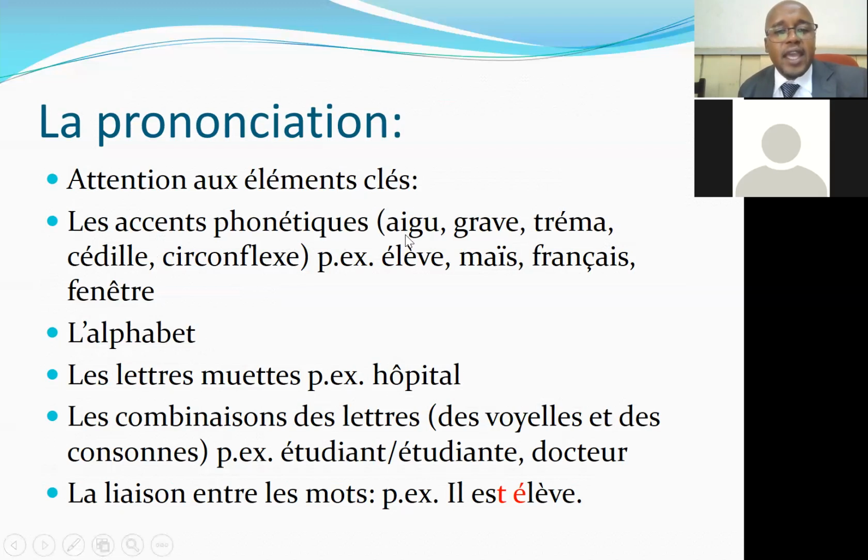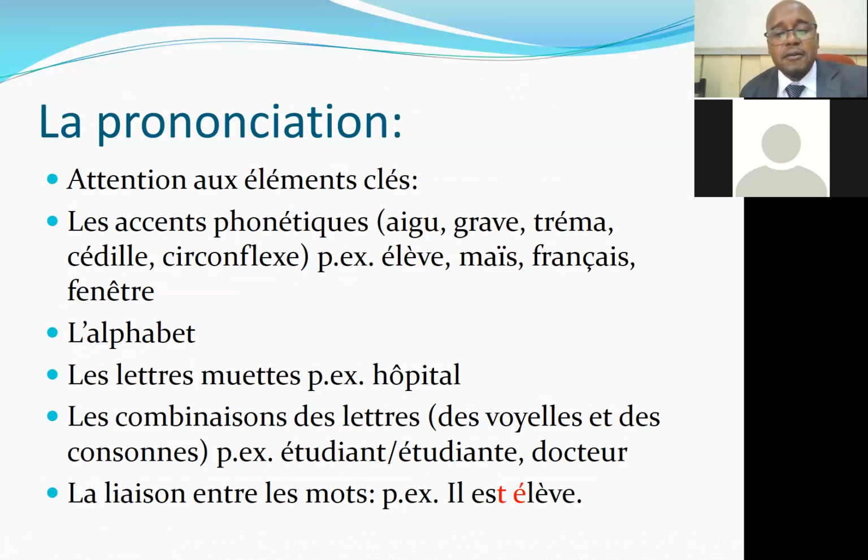We have l'accent aigu. I don't know whether you can see my cursor. I'm pointing at it. Accent aigu. Accent grave. What we don't call accent, but we call tréma. Then we have cédille. Then we have accent circonflexe. For ease of understanding, I have chosen to give examples where they have been used.